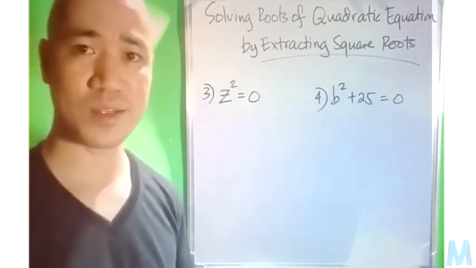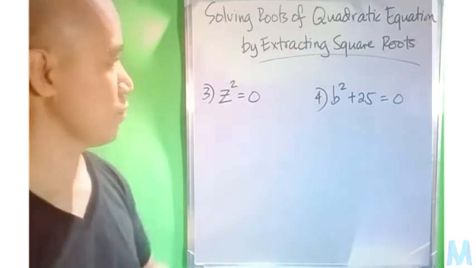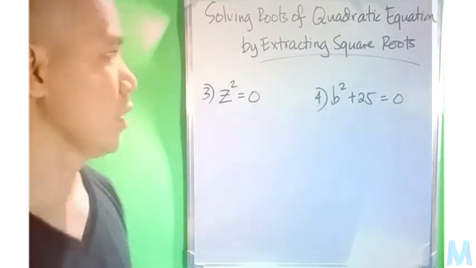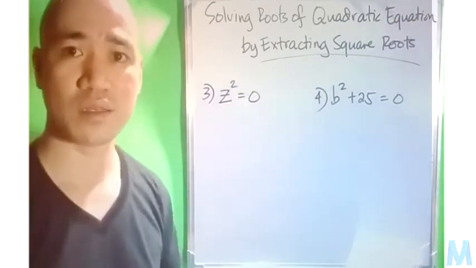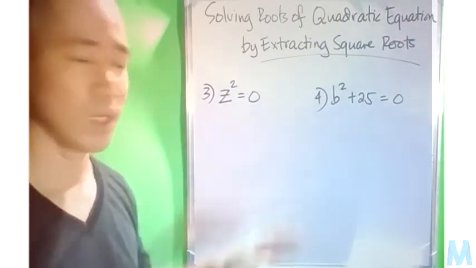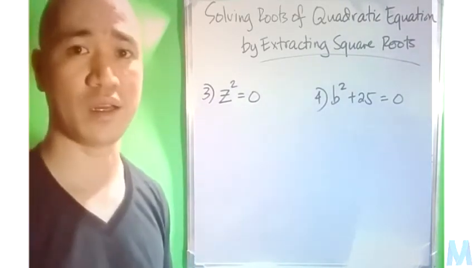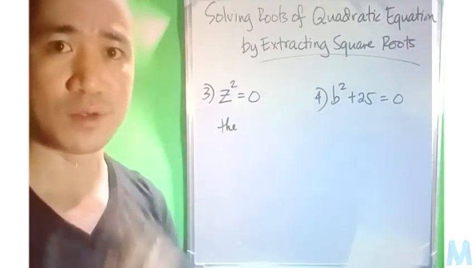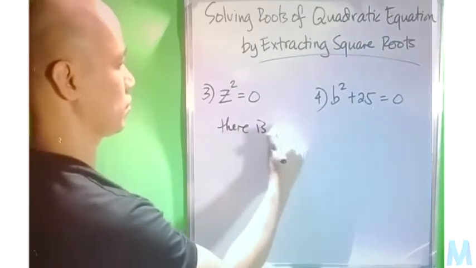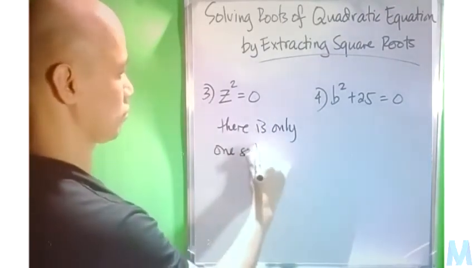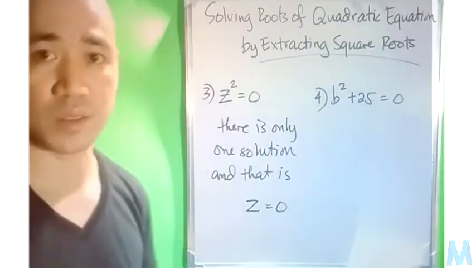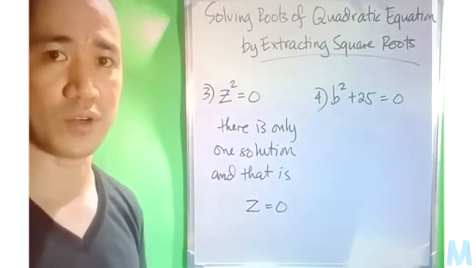Okay, next, let's try number 3 and number 4. So, number 3, we have z squared is equal to 0. Now, kung ang imong right side is equal to 0, wala na sang ibang number na makita diri. So, ang root natin is only 1, or there is only one solution. And that is z is equal to 0.